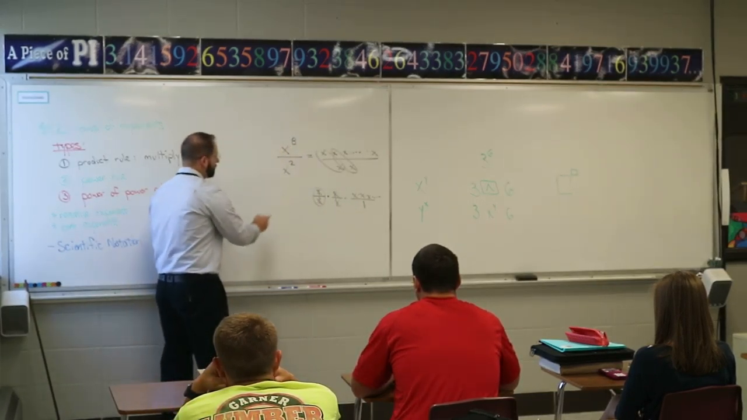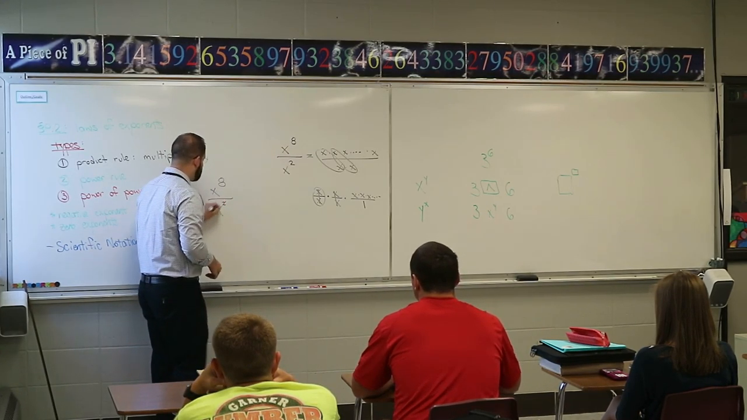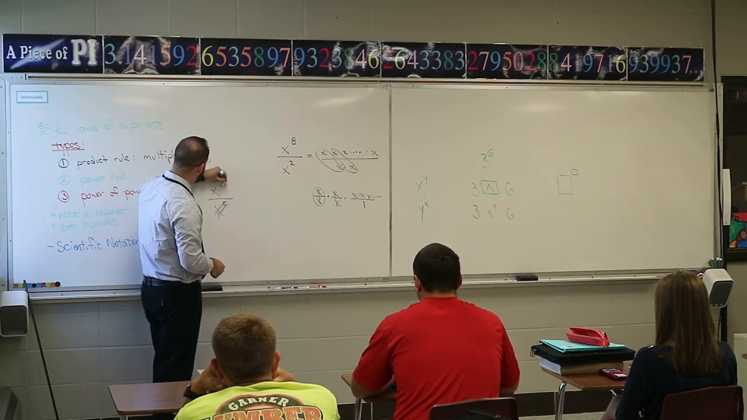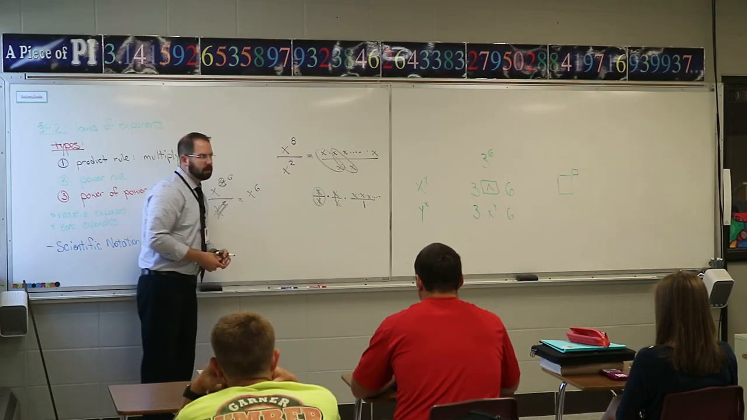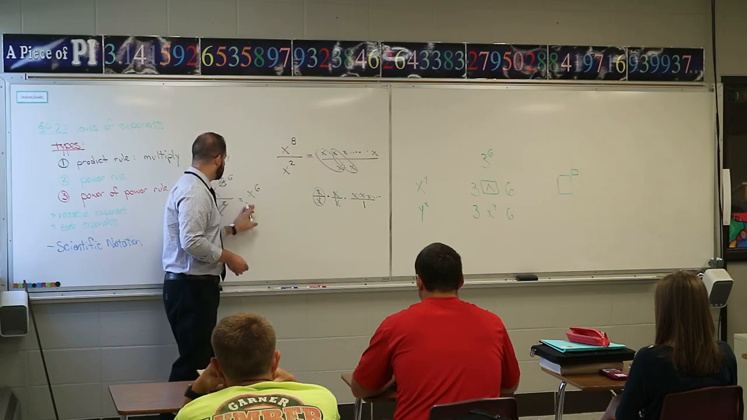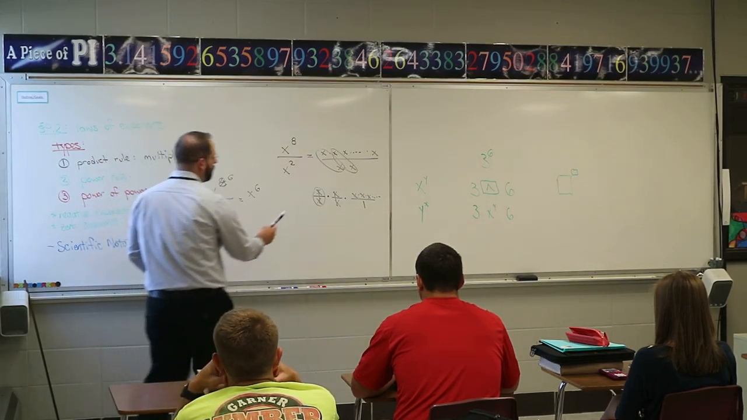So that's why when you look at this problem, the shortcut is you take away 2 of the x's from the bottom, because that's the least number of them, and you take away 2 from the top, and you have x to the 6. There's technically a 1 on the bottom, but you don't need the fraction anymore since there's no fraction.